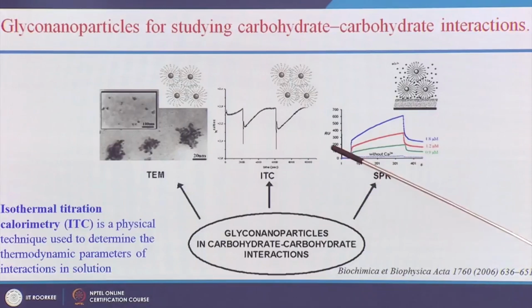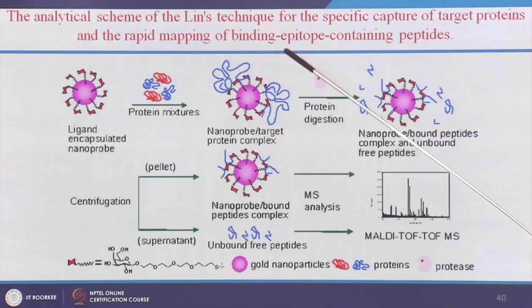And we can also check the interactions of carbohydrate by using SPR. As I told you earlier, if the particles are dispersed, it will give a different SPR than if the particles are aggregated due to carbohydrate interaction, and it will also give a different kind of ITC value. When it is dispersed, it will be a different value, and when it is agglomerated, it will give a different ITC value. So let us move on to the other example for understanding protein carbohydrate interaction.